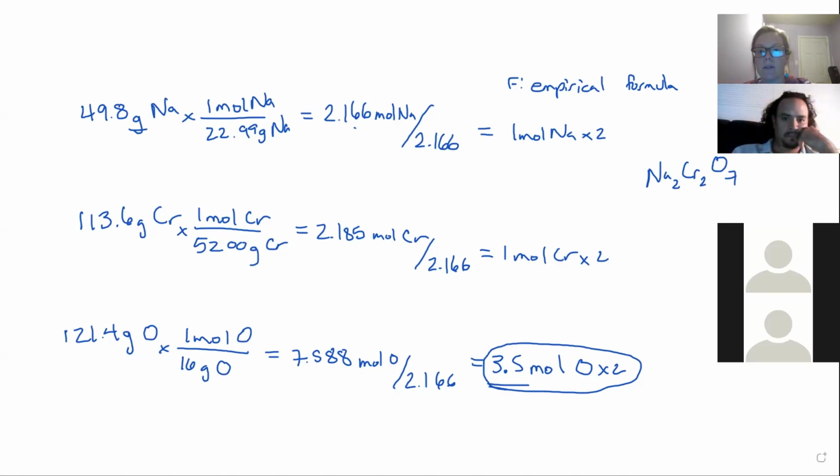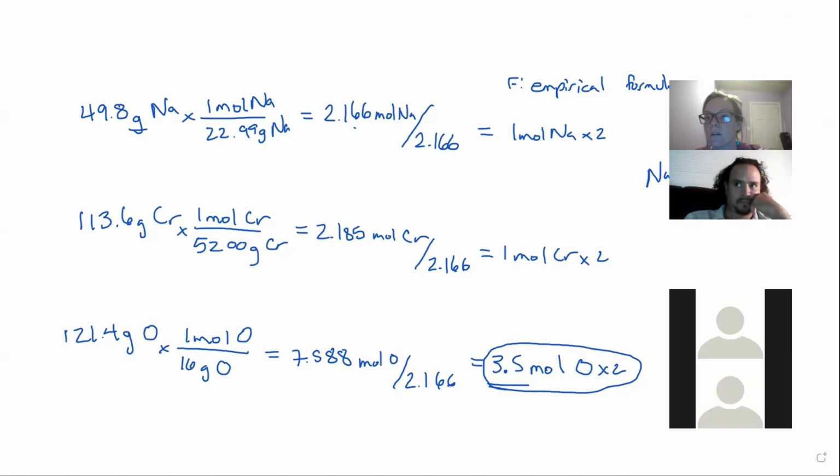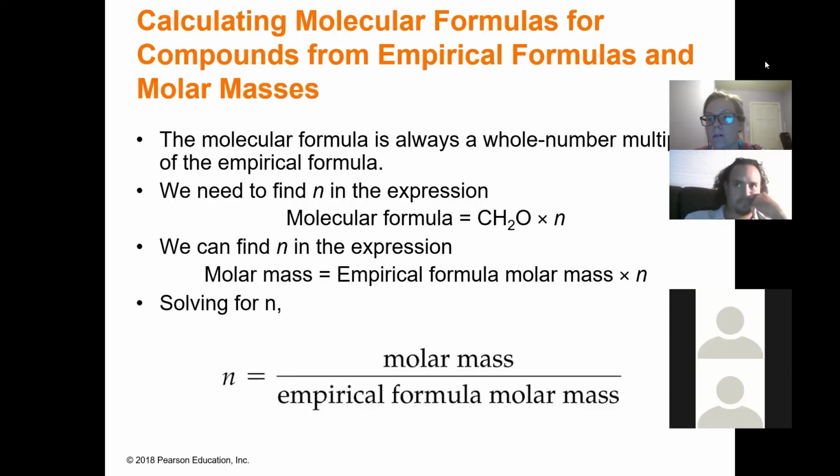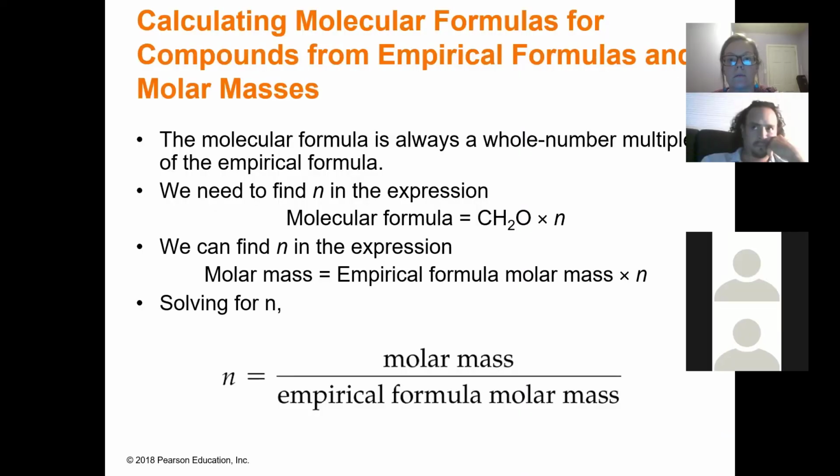Hold on one second. I want to be able to draw on this. So I have my empirical formula here. And I multiply it by N. And N is just how much bigger is the molecular formula than the empirical formula. If N is 2, the molecular formula is twice as big. If N is 3, it's 3 times as big. How do you figure out N?